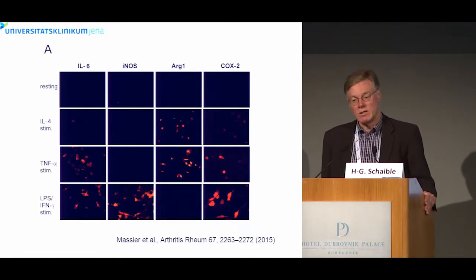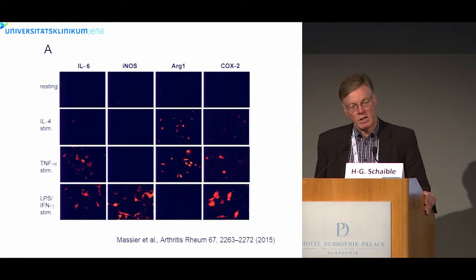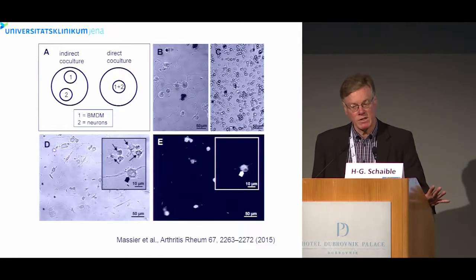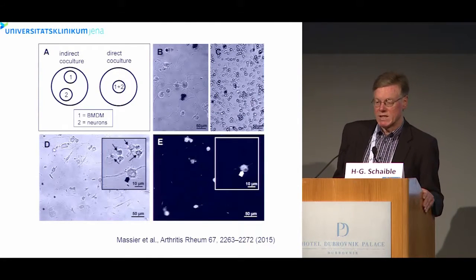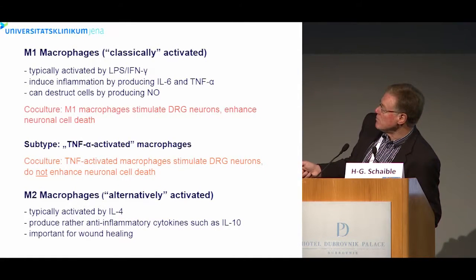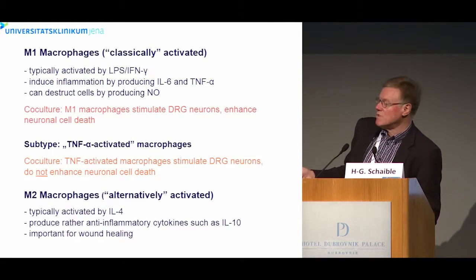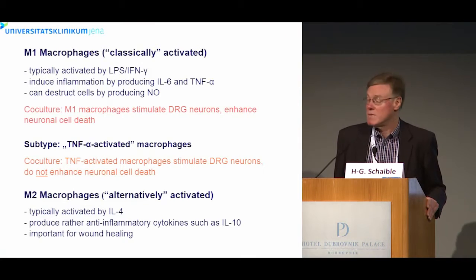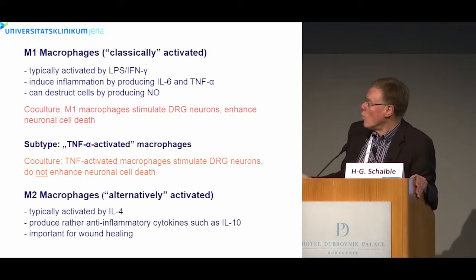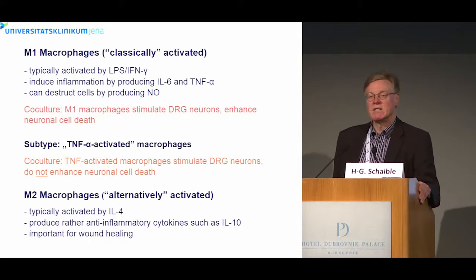And what do they do? We studied the effect of these macrophages on neurons in co-cultures of neurons and macrophages. Again, I don't want to go into many details. The result is shown here. If the macrophages are stimulated classically, they activate neurons and they kill neurons. Fortunately, we don't find these macrophages in our model. We found these TNF-activated macrophages in the co-culture. They stimulate the neurons, but they do not kill them.